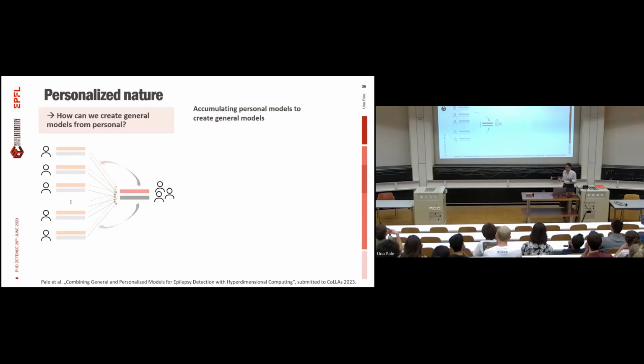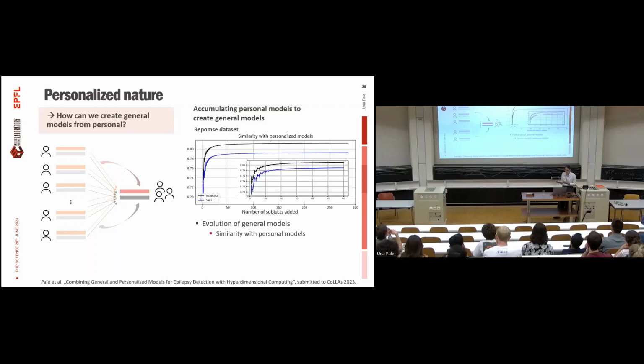So the first thing we did is we simply accumulated vectors of individual subjects to create a general model. And then we compared how similar these general models are with every personal model, so every subject. And the idea was to see at what point the general models will not change anymore. So how many subjects we need to have stable generalized models. And we see that for this RIPOMS data set that we use, it is on average after 40 subjects.